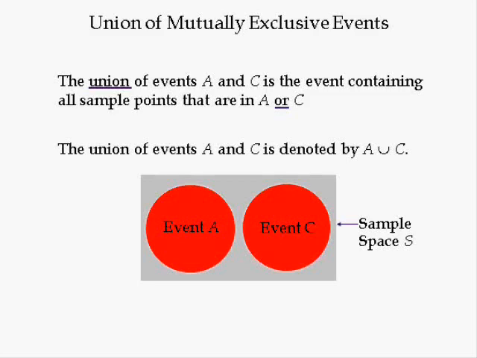Hence, their union includes all events in both, with none of the events being counted twice, because the intersection is empty. The probability of A or C is equal to the probability of A plus the probability of C minus the probability of A and C, which is 0 because A and C do not intersect. Thus, the probability of A or C simply equals the probability of A plus the probability of C because the two events are mutually exclusive. This is the addition law for mutually exclusive events.